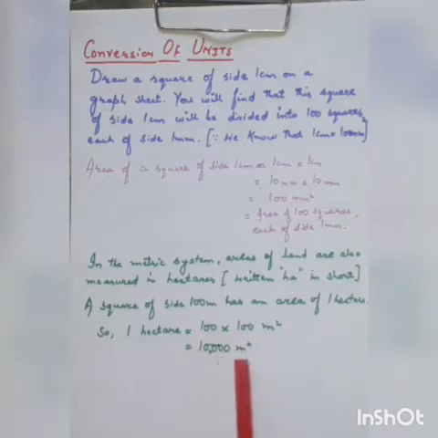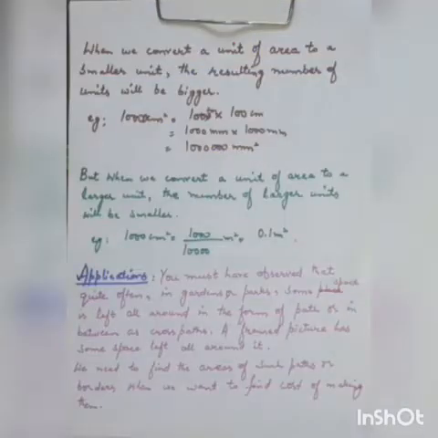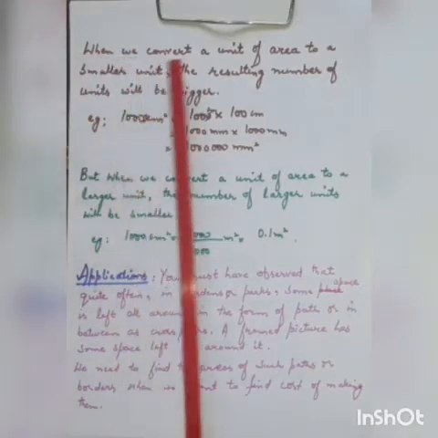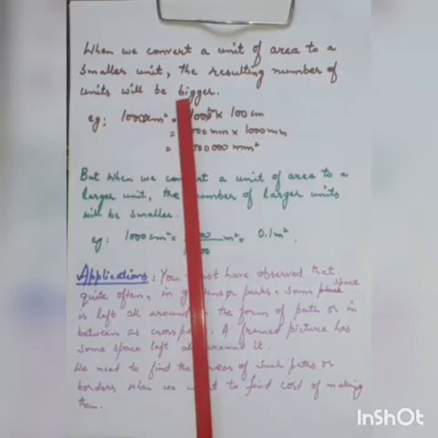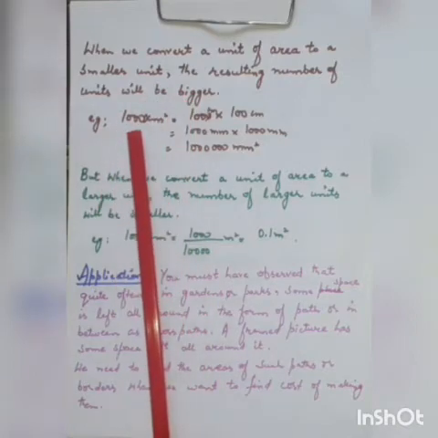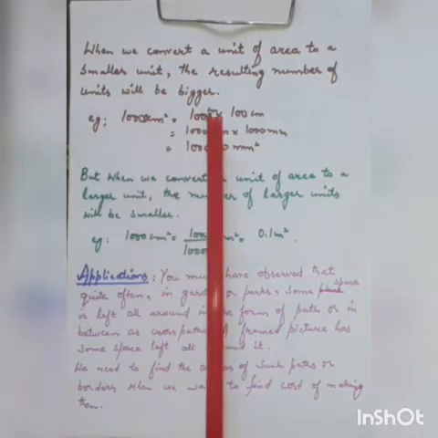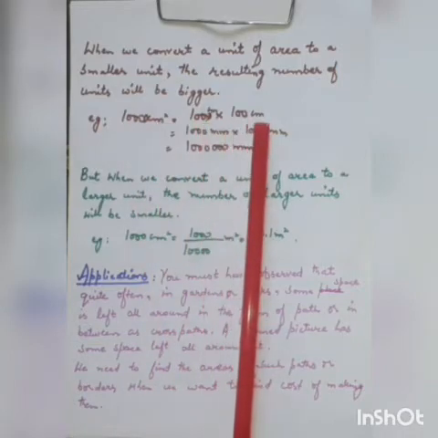So it's equal to 10,000 meter square. So you have to remember that 1 hectare is equal to 10,000 meter square. Clear? Now students, remember when we convert a unit of area to a smaller unit, the resulting number of units will be bigger. See, for example, this is 10,000 centimeter square. We can write this 10,000 centimeter square as 100 centimeter into 100 centimeters.